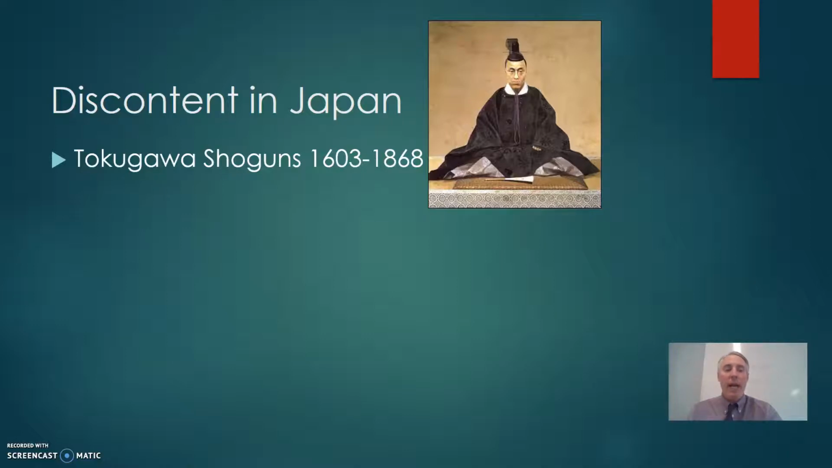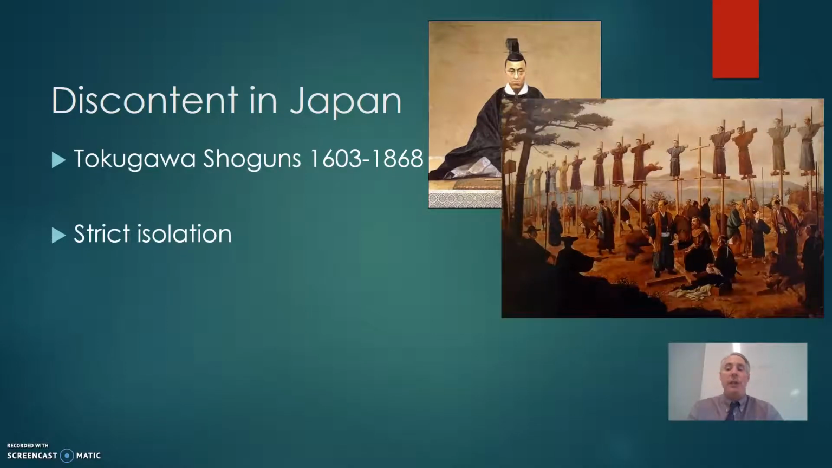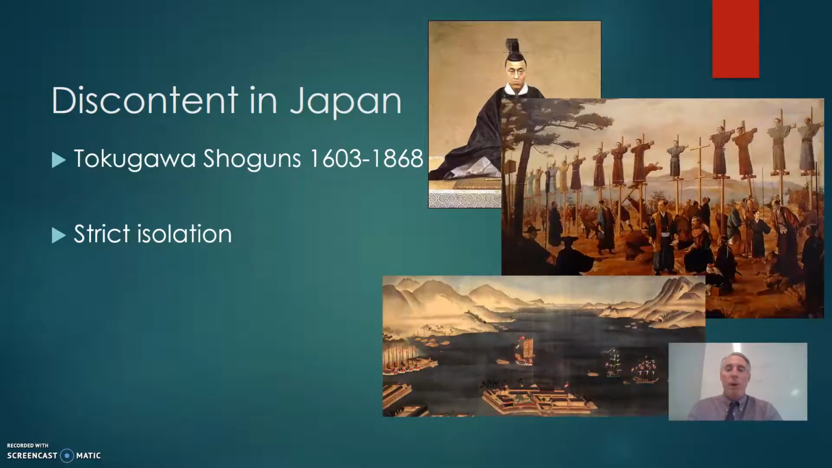The Tokugawas had seized power in the early 1600s, and they were still in control by the mid-1800s. They imposed a policy of strict isolationism. The Japanese were forbidden from leaving, and foreigners could not enter Japan under penalty of death. This was especially true of Christians, right, who were persecuted in the 1600s, often by crucifixion. But ports were heavily monitored and patrolled to prevent foreign merchants from coming in. And like I said, the Japanese could not leave either.